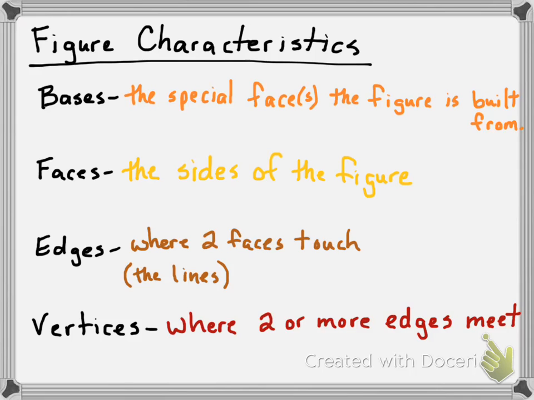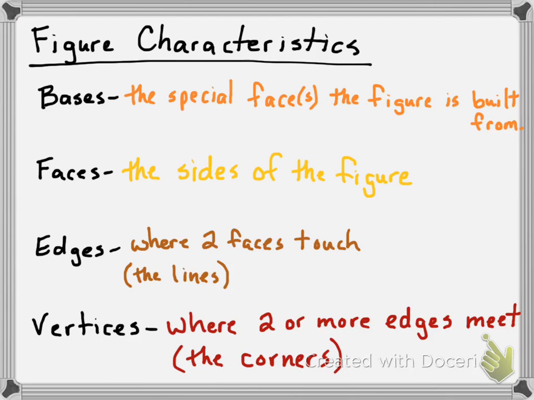Okay, so if you're thinking of your prism again, then what happens where the edges come together? Well, you get a corner. Okay, so the vertices are just the corners. All right, so if you look at this, really we have faces, edges, and vertices, because bases are just special faces to identify. Okay, so faces are just the sides, and then the edges are where the sides touch, and then the vertices are where the edges touch.